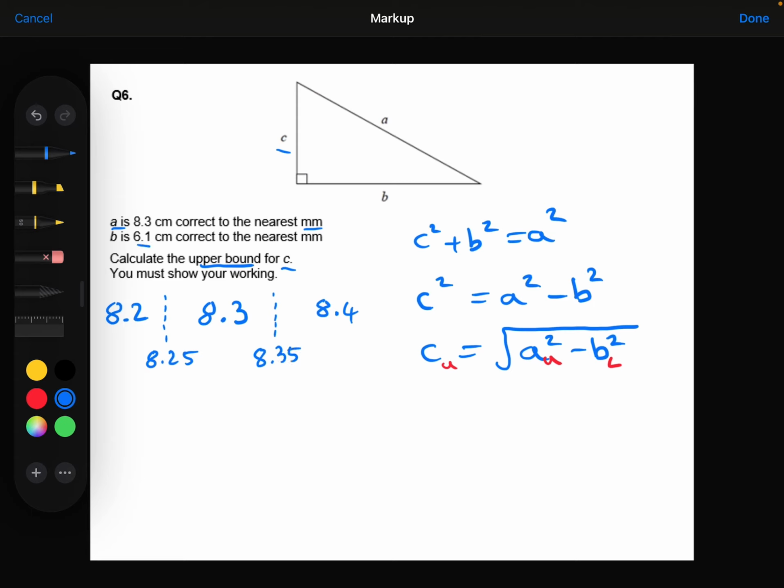Now for B, same idea. The lower bound is 6.05, the upper bound is 6.15.